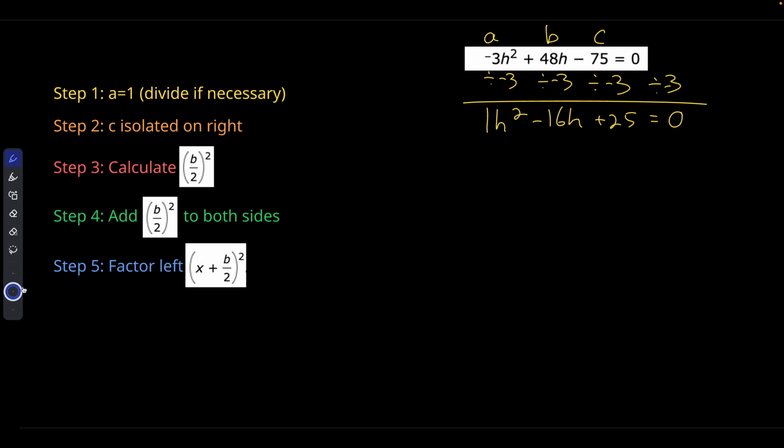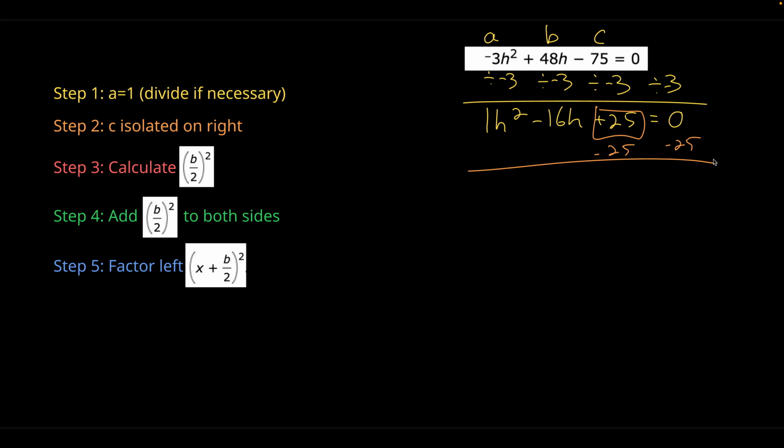Now we switch colors. Step 2, c isolated on the right. We need to move this c to the other side. We should know how to do that: we subtract 25 on both sides. When we do that, we now have 1h squared minus 16h equals -25. Cool, step 2 is done.